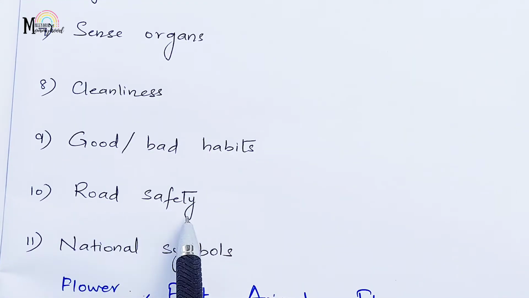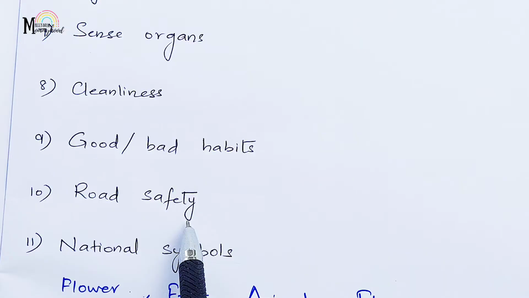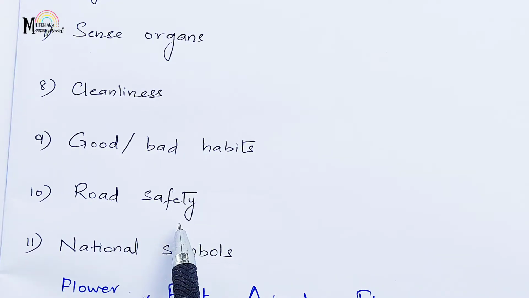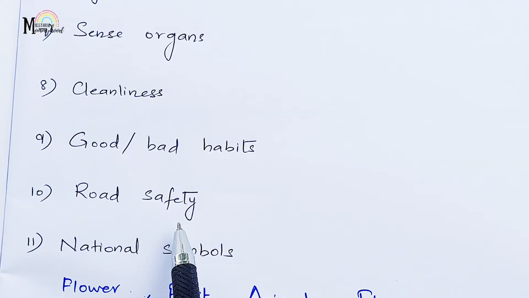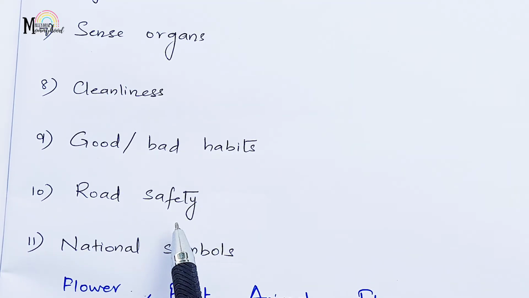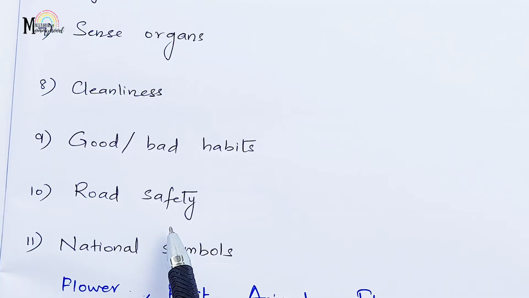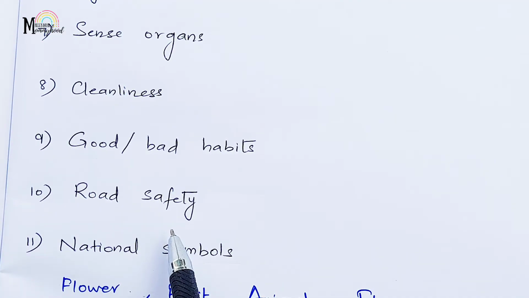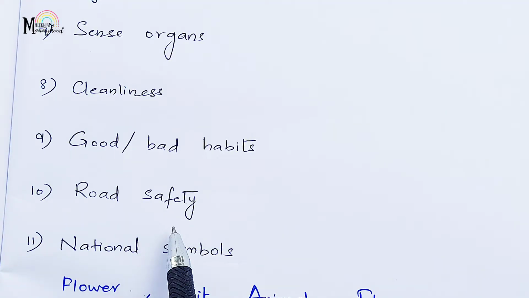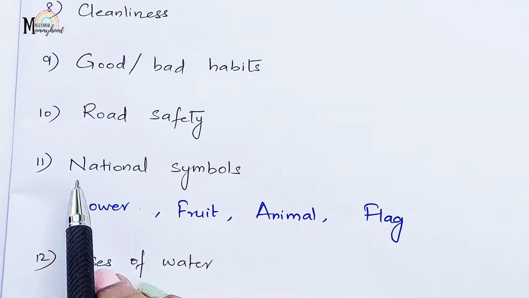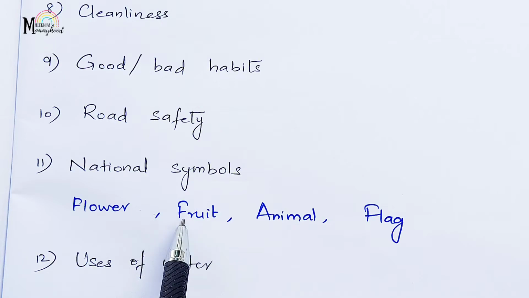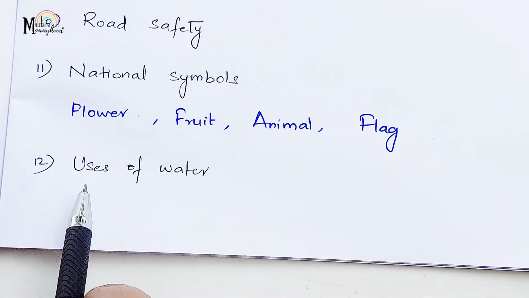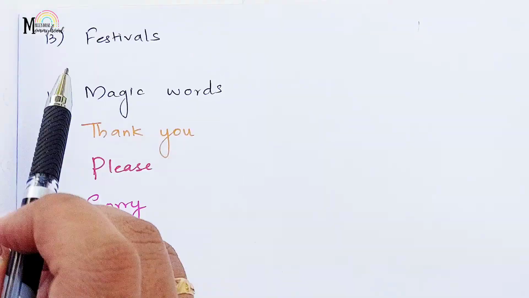Road safety, you are told about zebra crossing, following the traffic signal and so on. In EVS, most of the concepts are taught by doing certain kinds of activities. For example, road safety can be taught by actually following road safety in a small play area. Next comes national symbols, where you are taught about the national flower, fruit, animal and flag. And then you are also taught about the uses of water.